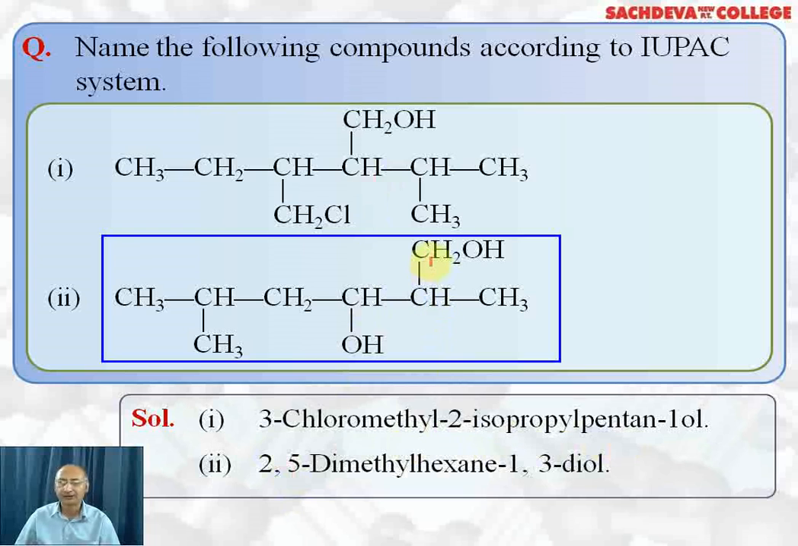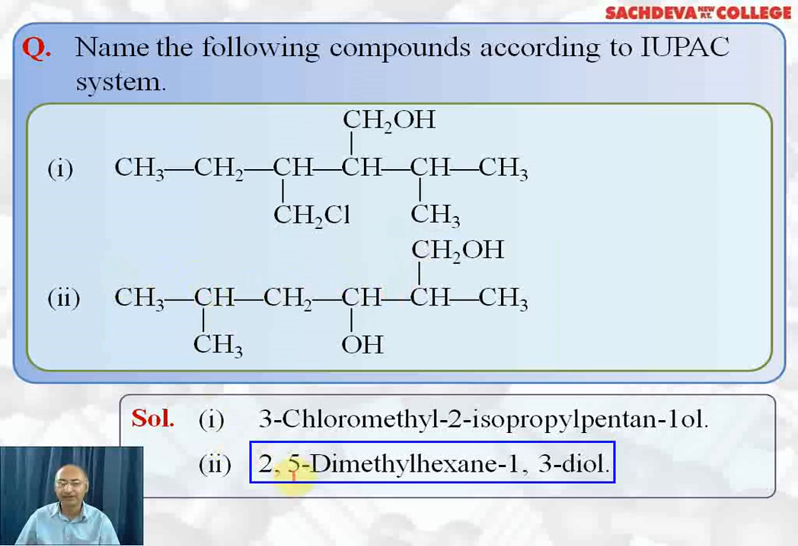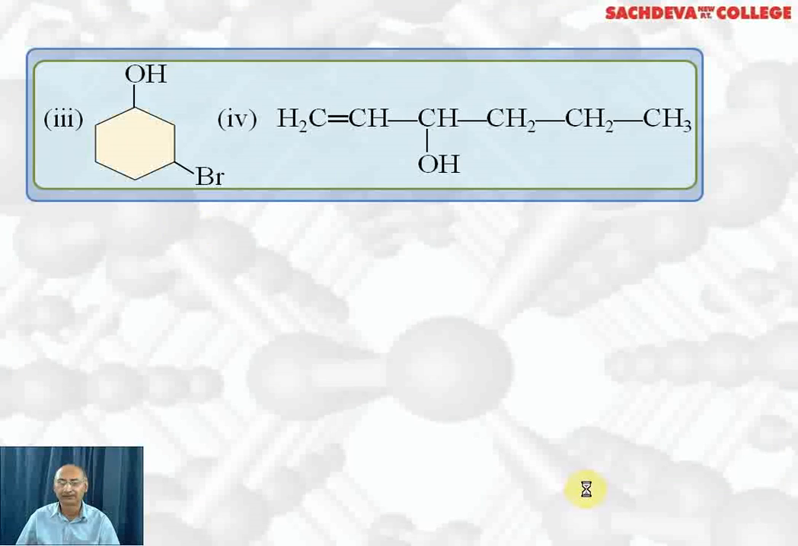Second compound, we have to start naming from this carbon, 1, 2, 3, 4, 5, 6. There are two methyl groups. One is at the second position, another is at the fifth position, so we call it 2,5-dimethyl. Total carbon atoms we have counted: 6. Hexane. The OH groups are at first and third, so we write 1,3. There are two OH groups, that's why we call it diol. 2,5-dimethylhexane-1,3-diol.